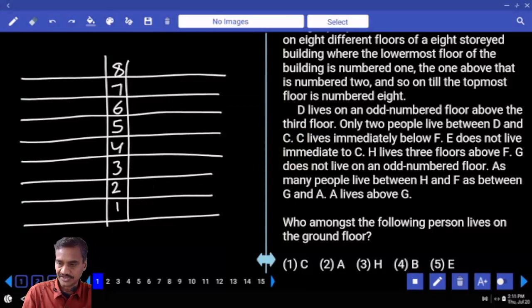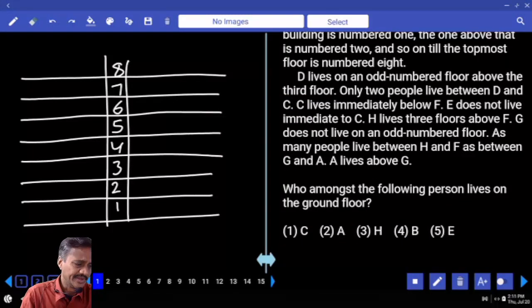Now D lives on an odd number floor above the third floor. Above the third floor, odd number floor, how many possibilities do you have? Above the third floor, odd number floor, D can be on the 5th floor or on the 7th floor. Isn't it? Hence there are 2 possibilities here.